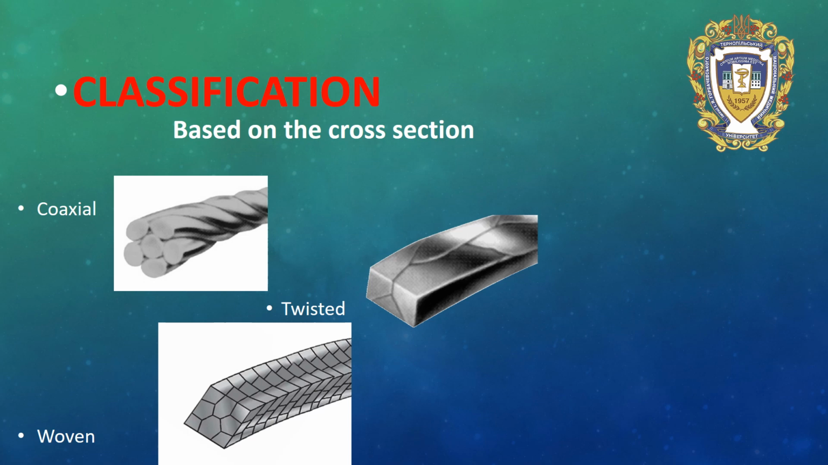Rounded, square or rectangular. Coaxial archwires are shown, made of 5 parts, but there are also 7, 8, 9-strand coaxial archwires, and twisted or woven.